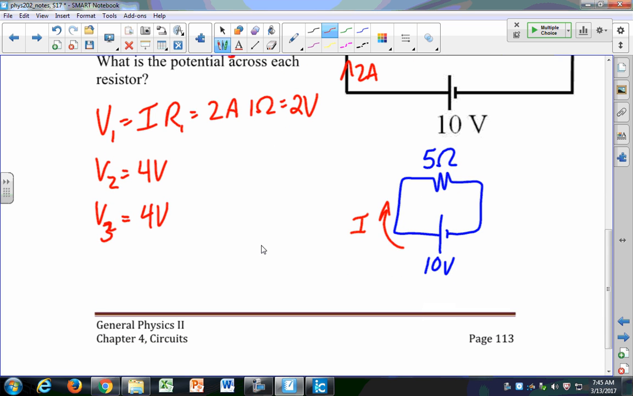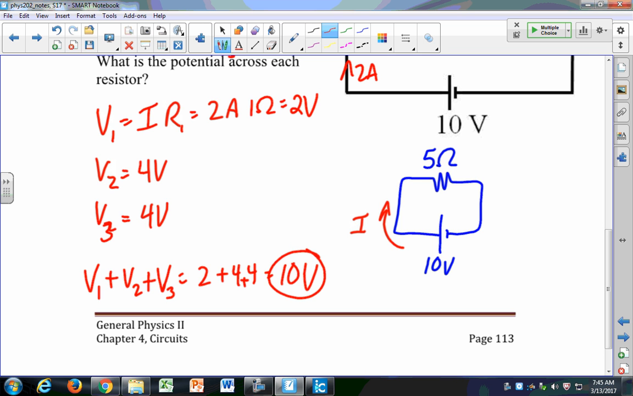Now notice that V1 plus V2 plus V3, that's 2 plus 4 plus 4, equals 10 volts. And that this value is the same as my change in potential across the battery. So those are the basic rules for resistors in series.